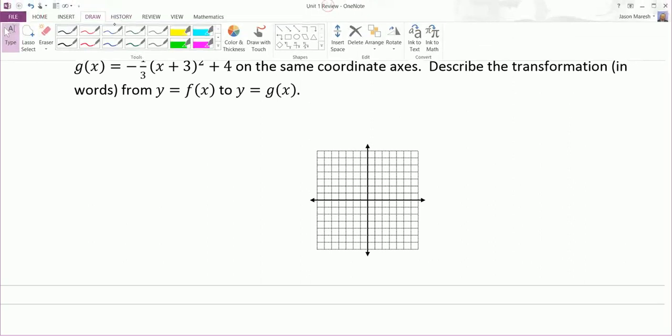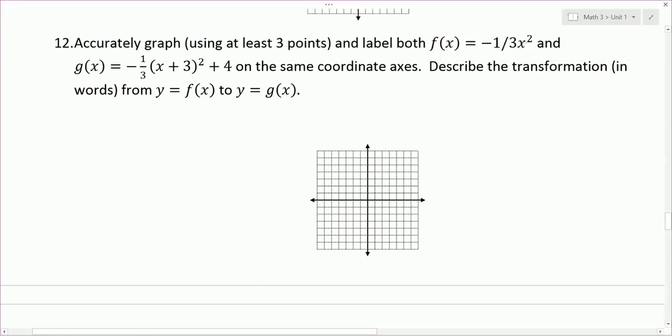So again, starting with the parent graph. It's a parabola, we know that because we have the x squared. Its vertex is at 0, 0, or its y-intercept is at 0, 0. You can confirm that by plugging in 0 for x and solving for y, and you get a 0 for y as well.